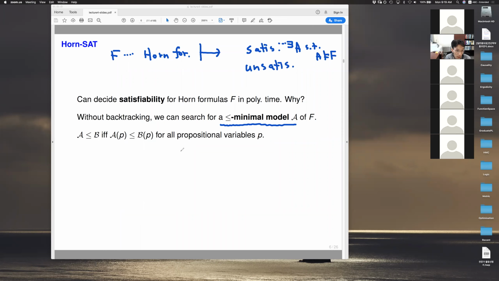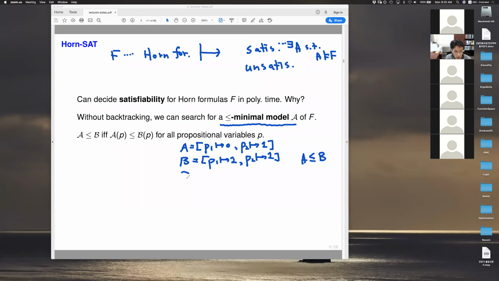So for instance, if A is a satisfying assignment that maps P1 to 0 and P2 to 1, and if B is a satisfying assignment that maps P1 to 1 and P2 to 1. Then by this definition, A is less than or equal to B. That's because A maps P1 to 0, and B maps P1 to 1, so 1 is greater than or equal to 0. And the same thing happens for P2. So this satisfies the requirement here.